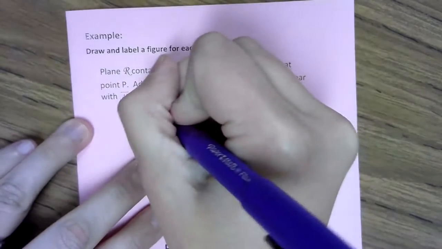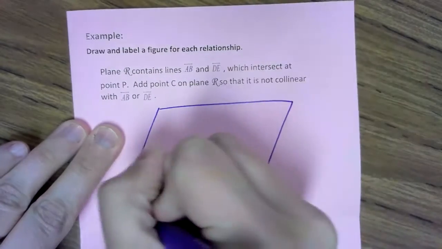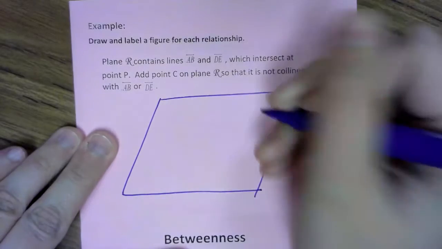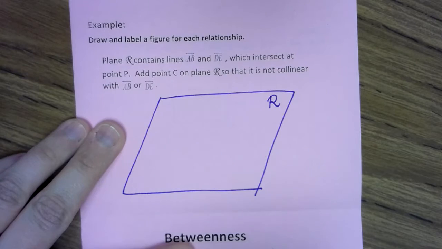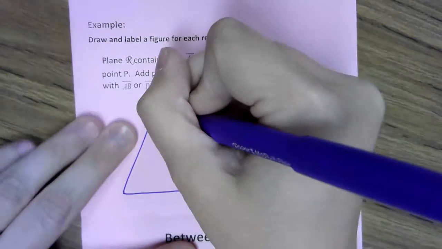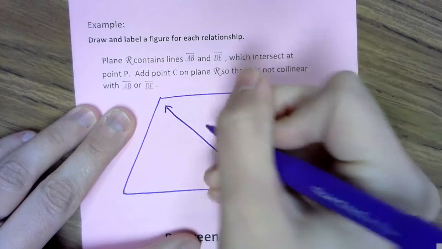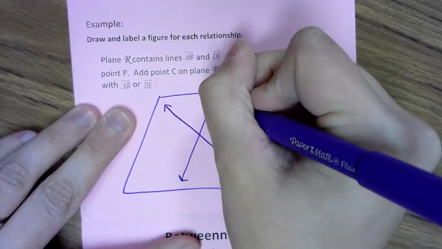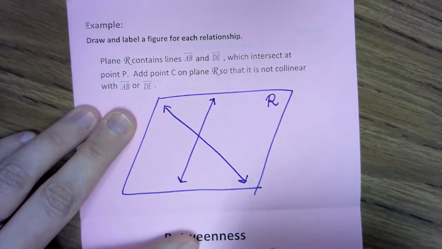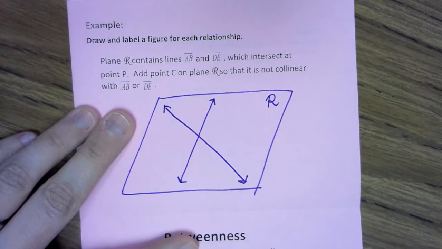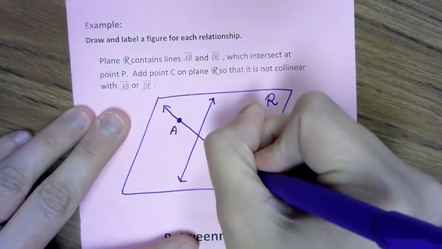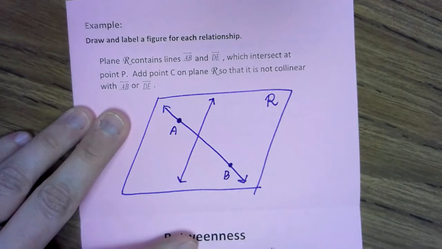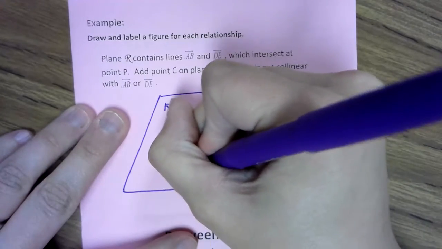So here goes. I'm going to start by drawing my plane. And this plane's name is R. All right, it contains lines AB and DE, which intersect. So I'm going to go ahead and do that. Here's one line. Here is another line, and they intersect. So one of the line's names is AB. So remember, a line is named by any 2 points on that line. It doesn't necessarily mean it's right there at the end. You can pick wherever you want to put your 2 points. So there's A, here's B, and the other line's name is DE.